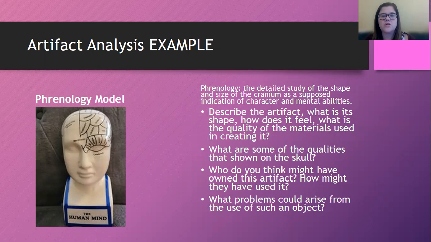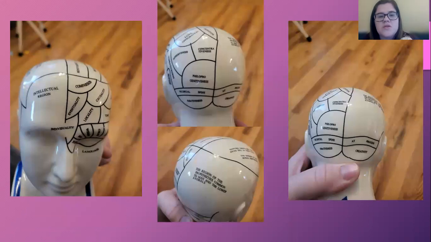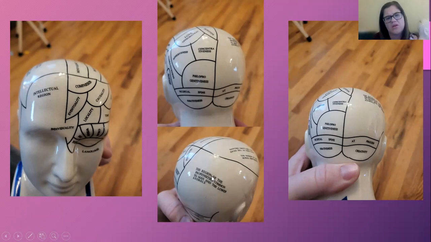So what are some of the qualities shown on the skull? I'll show you some up close pictures in the next slide, so let's go there. You can see you have things like concentrativeness. Actually, I didn't even know that was a word. Compassion, causality, intellectual region, individuality, language. This entire region is common to man and the lower animals. So this is interesting right here: region common to man and the lower animals.